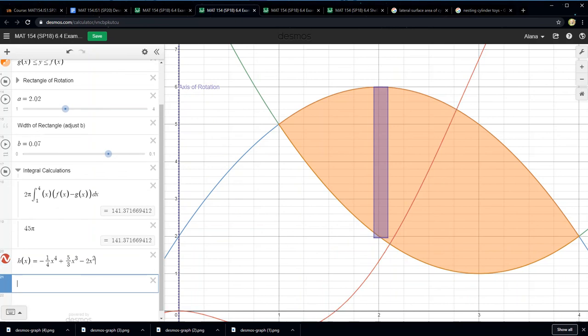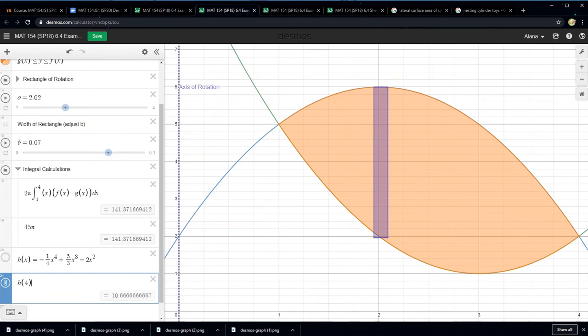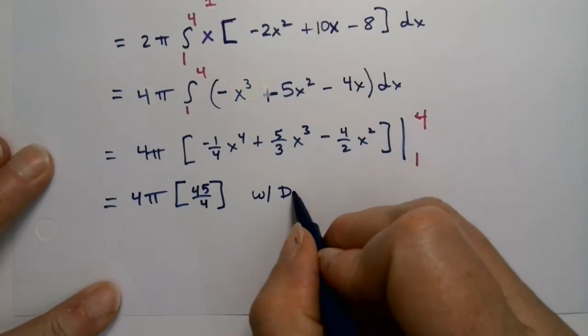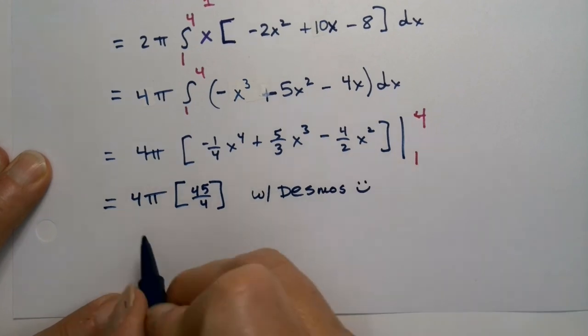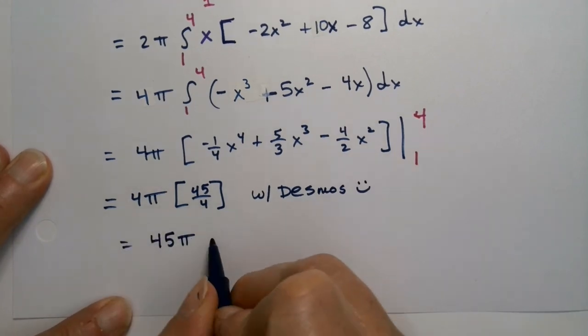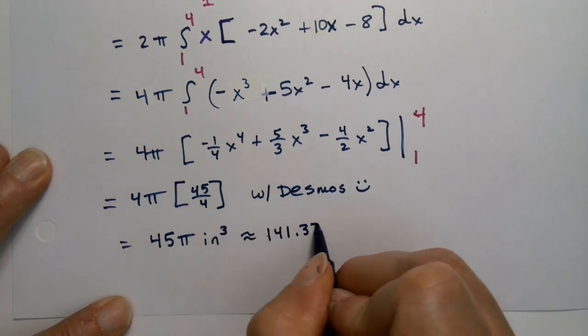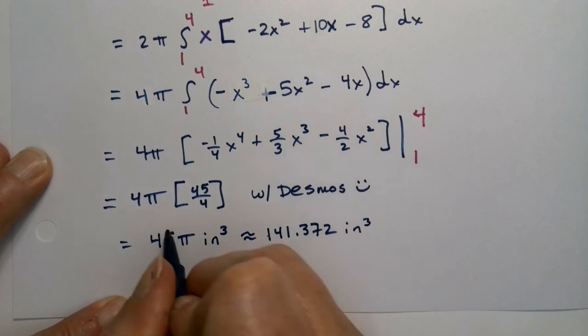And then I don't need to graph it. I just want to have it. So then I find h of 4 minus h of 1. And I can make it into a fraction if I so desire, which is 45 over 4. So there we go. So this is 4 pi times 45 over 4 with Desmos. And that means that it's 45 pi. 45 pi inches cubed, which was about 141.372 inches cubed, depending on if you were asked for an exact or an approximate answer.